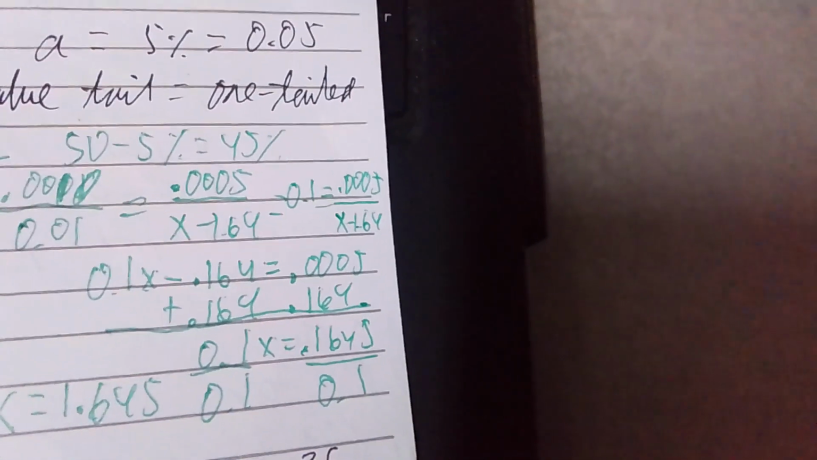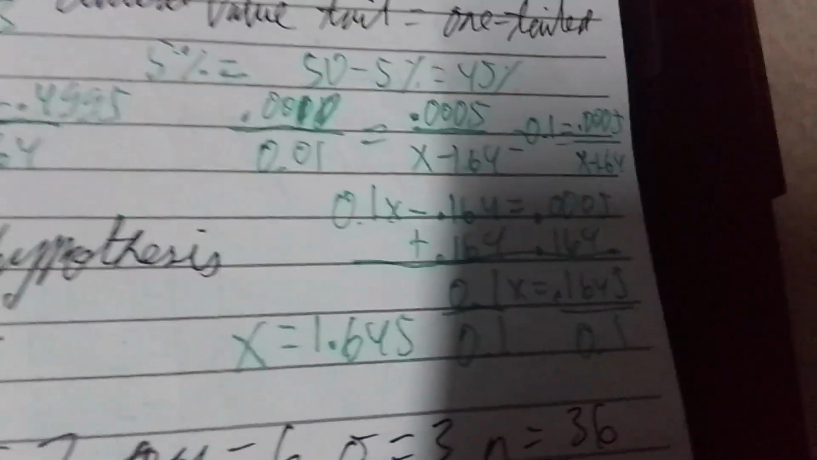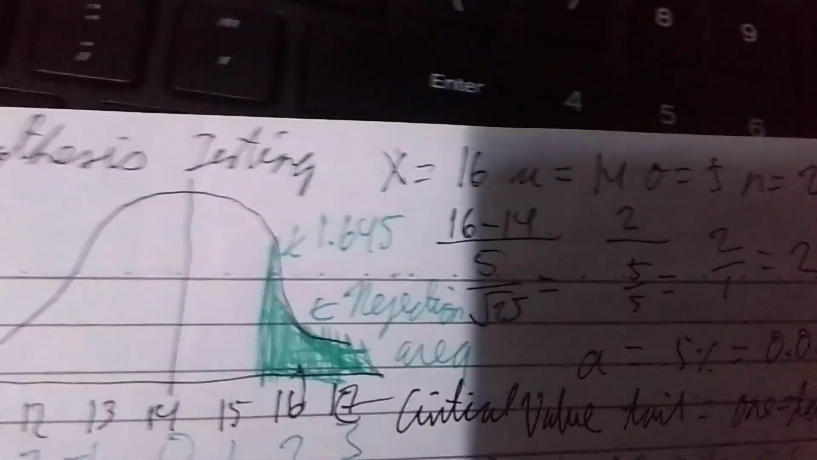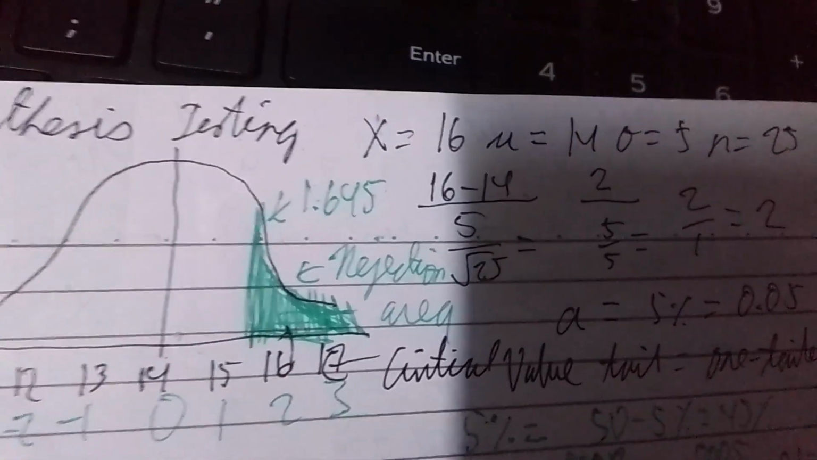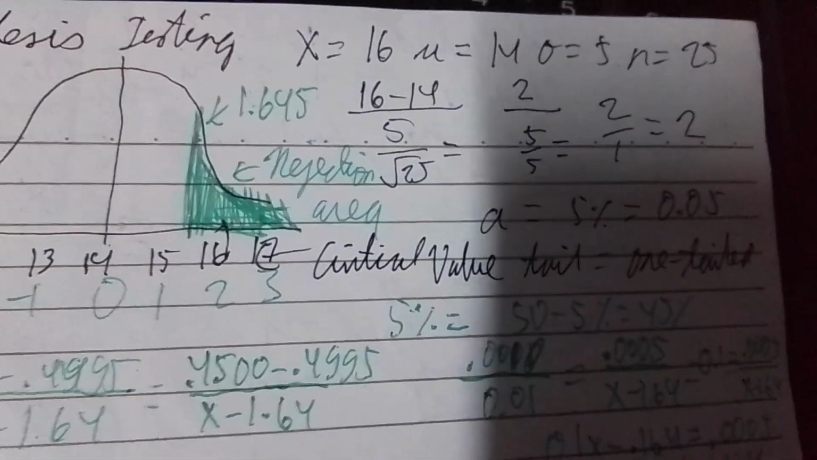We apply cross multiplication. So 0.1 times x is 0.1x. 0.1 times 1.64 is 0.164, which is equivalent to 0.005. Then we add 0.164 to both sides, and we get 0.1645. Then divide both sides by 0.1. We shift the decimal place to the right. So therefore, our z is 1.645. So the area where the rejection region starts to occur is at 1.645. That is the z-score where the rejection area starts, up to positive infinity.